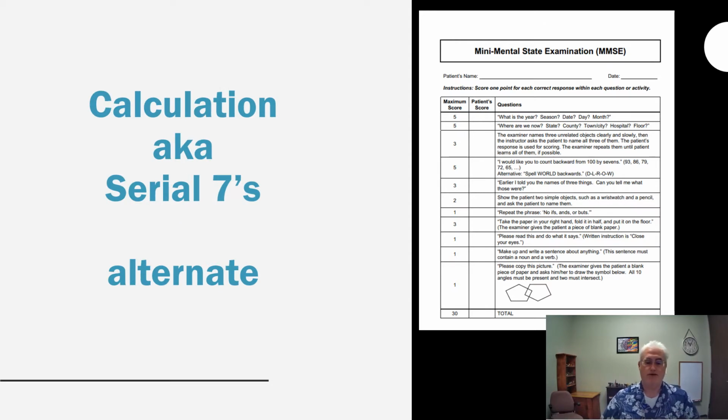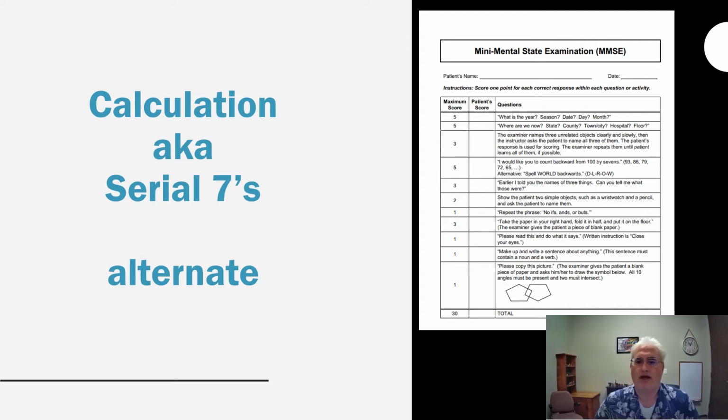Calculation, also known as serial sevens. Now frankly, this one here is extremely difficult. Even for those of us that are actively oriented and doing fine, this one is not an easy one to do. You'll notice on the form it gives you the number 100, and this is counting backwards from 100 by sevens, which is not something we've ever been taught to do. We can do it by 2s, we can do it by 5s, but 7s is not one that we normally would do.